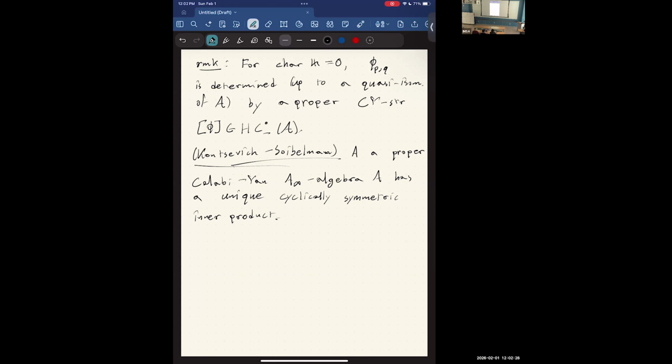And then the second thing to say about this is that this cyclic structure is sort of not uniquely determined by this class in cyclic cohomology if we work with a field of positive characteristic.